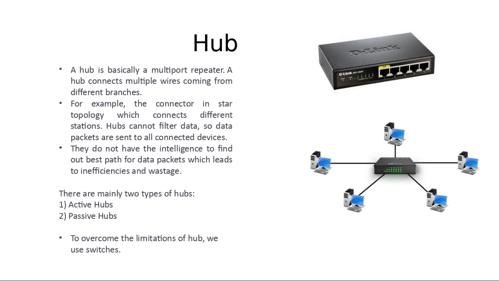Now we have said that the hub does not have any intelligence. That is the reason, because it does not judge which device is requesting the data. So that is why it is not intelligent. And since it broadcasts the data, there is a lot of inefficiency and wastage of data. So it cannot filter. Always remember that a hub cannot filter data, so the packets are sent to all the devices connected to it.